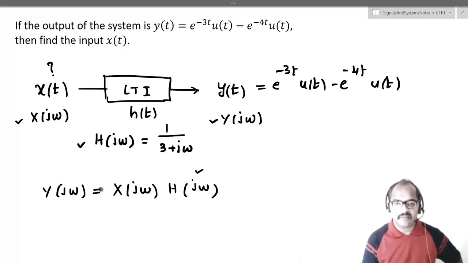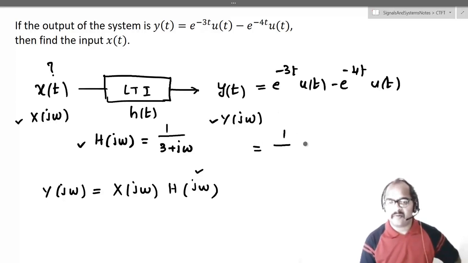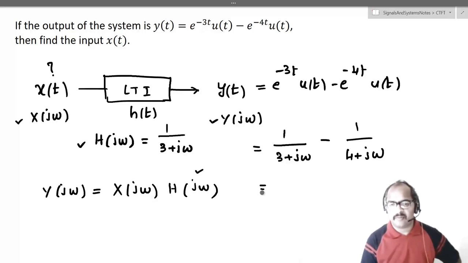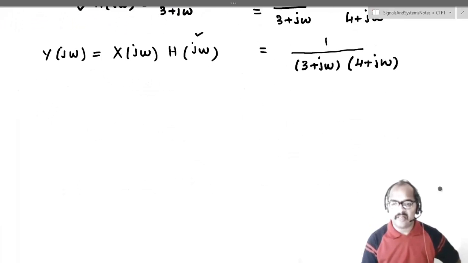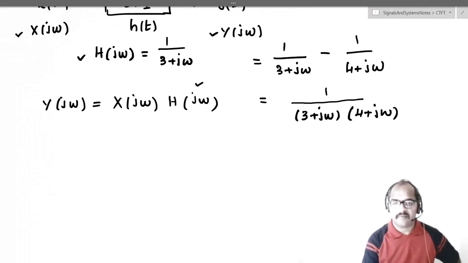So we know H(jω), we know y(t), so from y(t) you can find Y(jω). What will be Y(jω) here? This should be equal to 1/(3 + jω) minus 1/(4 + jω), as the Fourier transforms of the two signals. If you take the LCM and simplify, you will get 1/((3 + jω)(4 + jω)). That would be the Fourier transform of y(t).